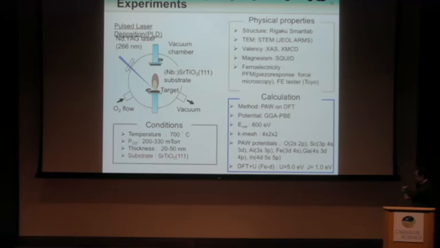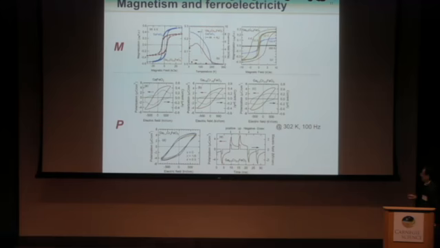And to prepare the single crystalline film, we have used the PLD technique. All the films were deposited on strontium titanate 111. This is just an explanation. And this is experimental data for the magnetization and polarization. So this material shows ferrimagnetism and ferroelectricity. But today I will skip the magnetism of this material.